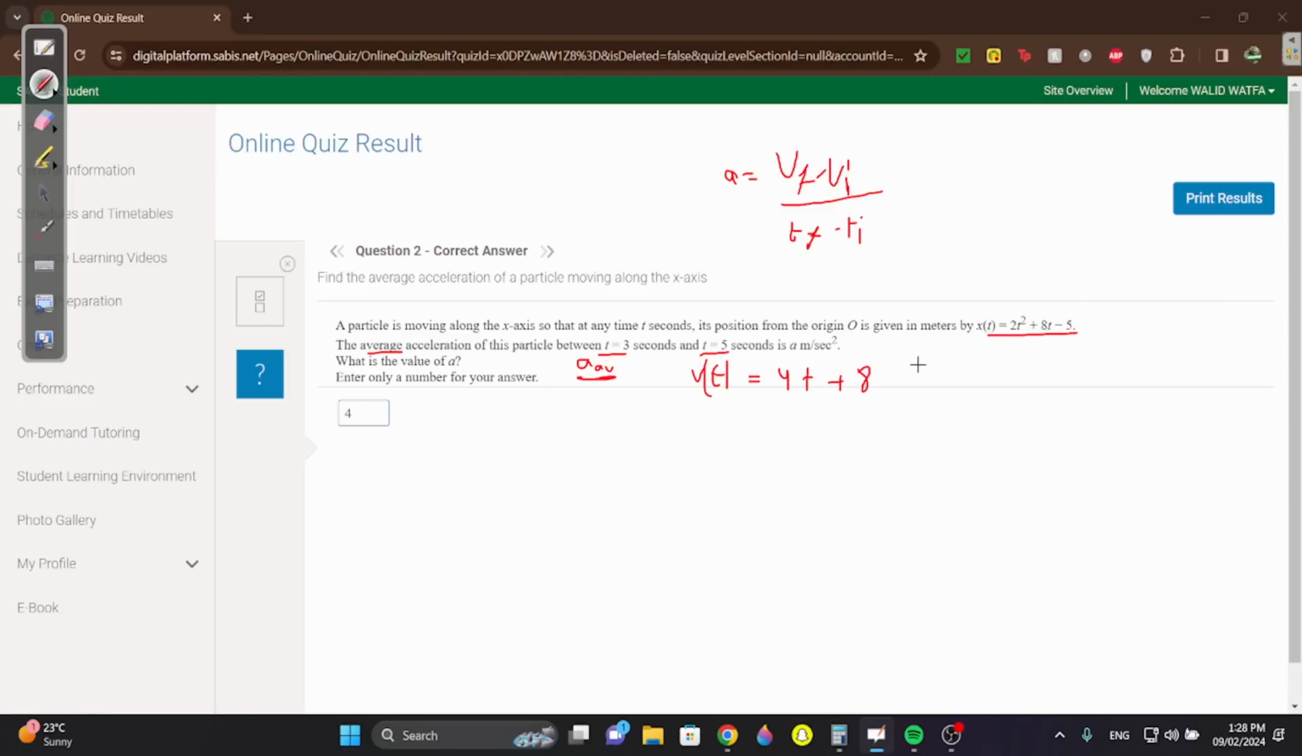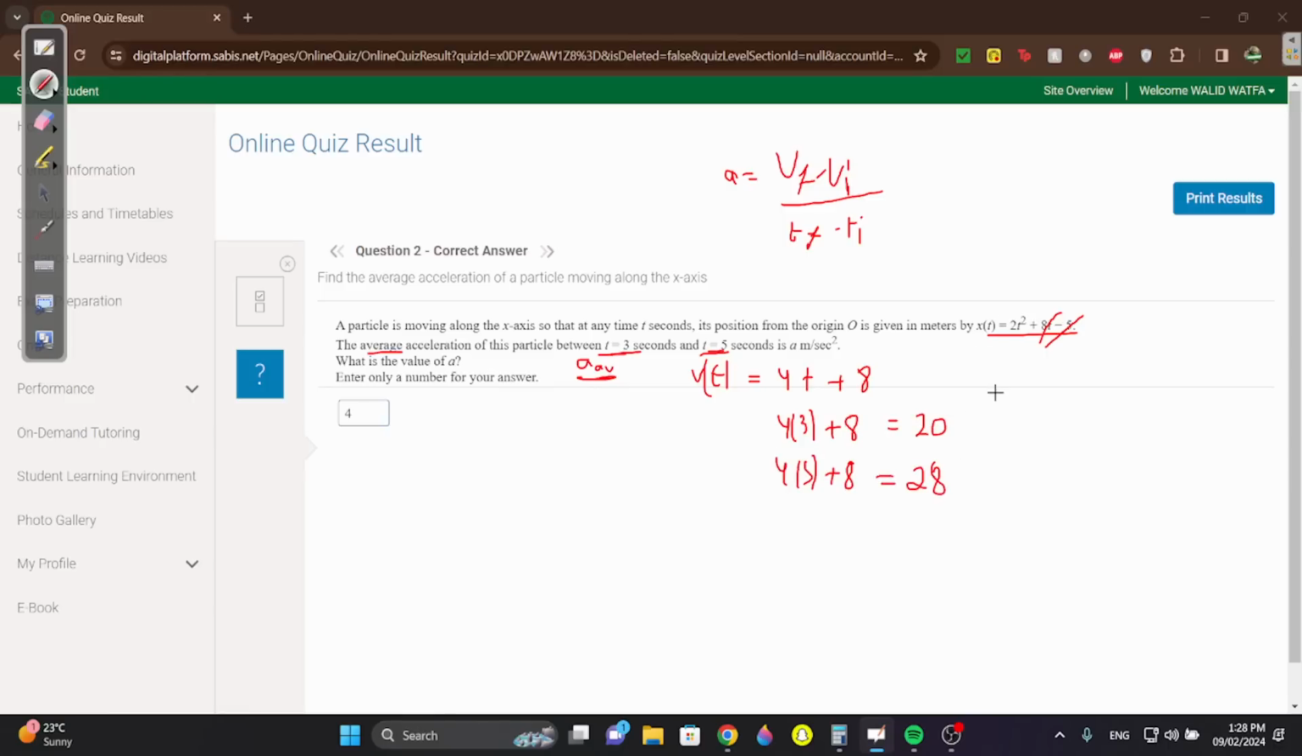1 times 8 is 8, so 8. Cancel out the t, and the 5 goes. Okay, vt equals 4t plus 8. Then we want 3 seconds and 5 seconds, so we have to substitute the t as 3 and 5. So 4 times 3 plus 8, and 4 times 5 plus 8. You get 20 and 28.